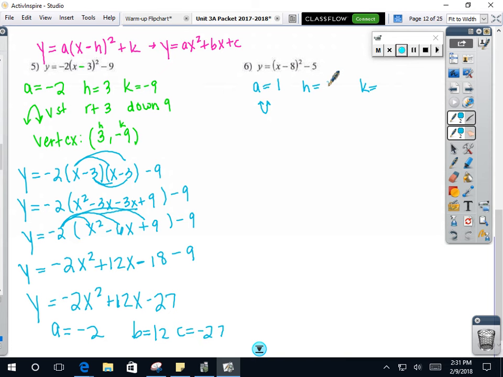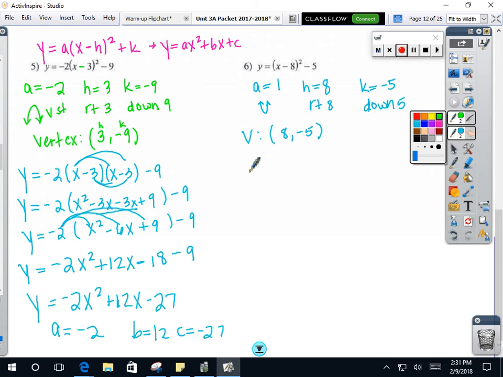Okay, what is the H? Oh, I know the H. A positive 8, which will move it right 8. What is the K? Which will place the vertex where? Right. Remember, your vertex is your H value, comma, your K value. Now we are going to take the time to rewrite this in standard form.